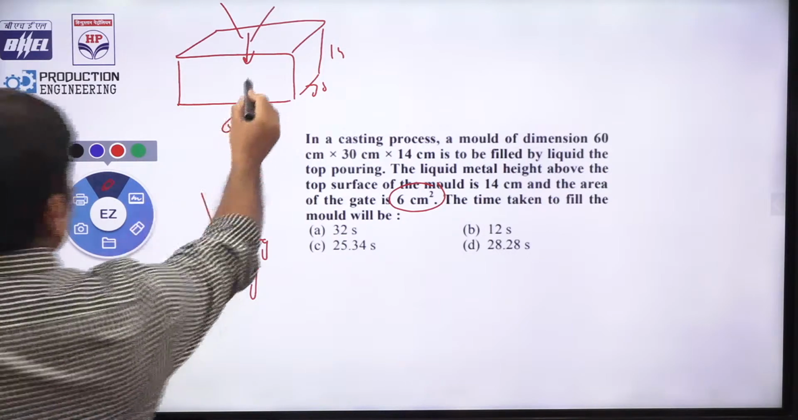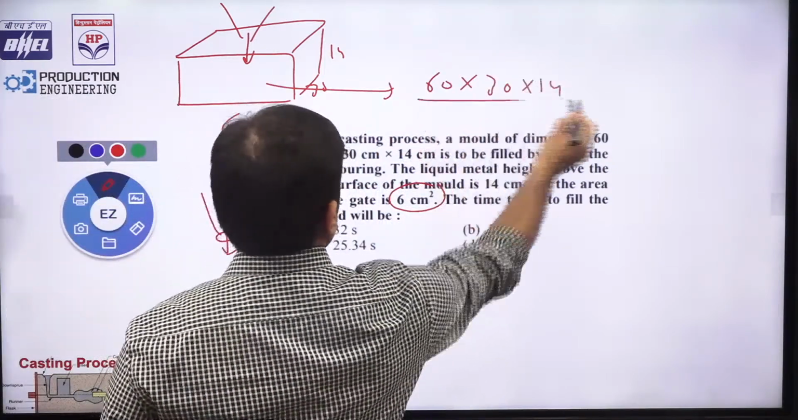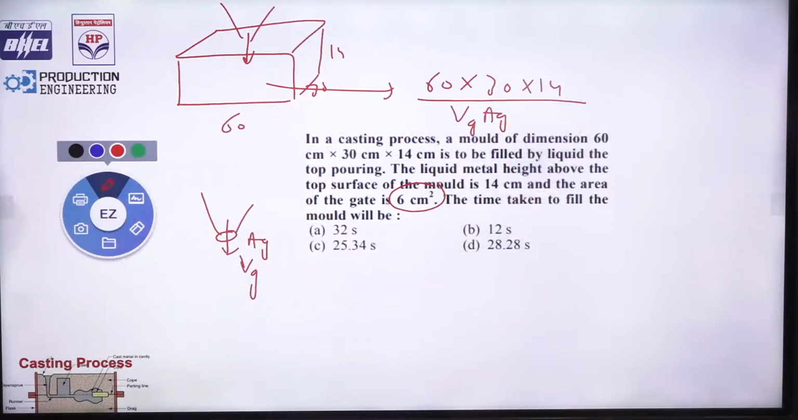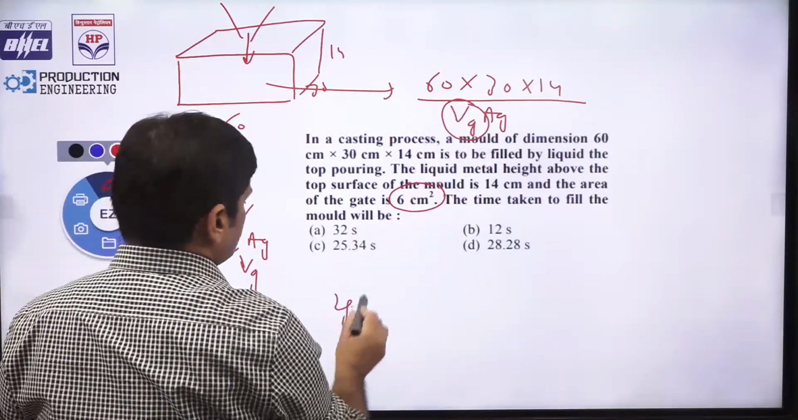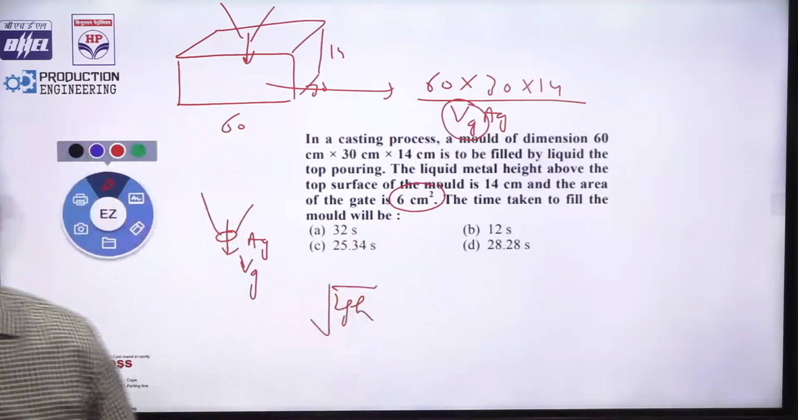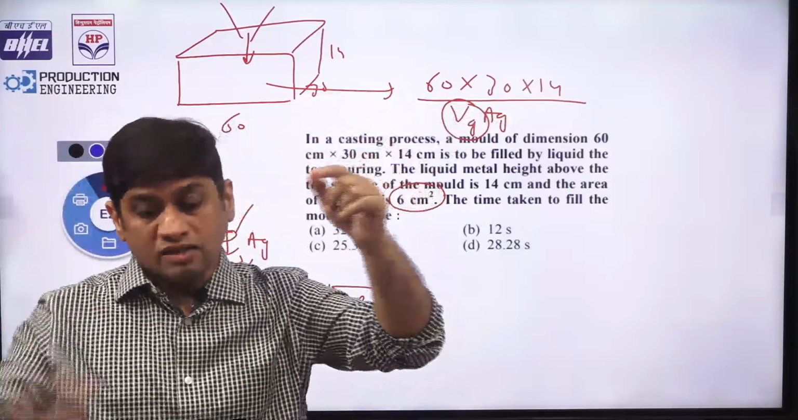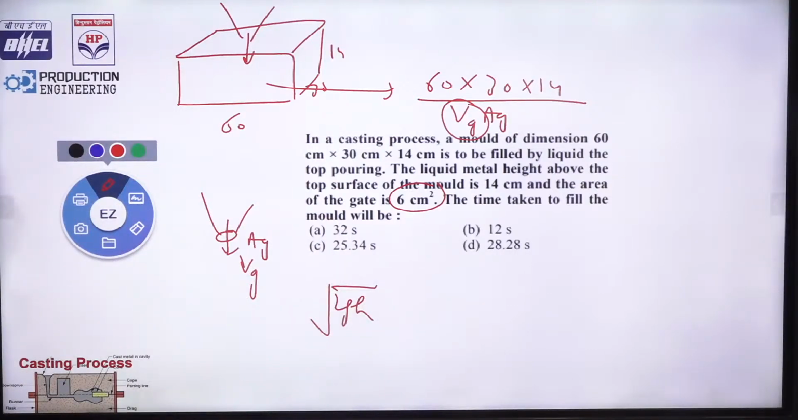So I know the total volume. Total volume is 60 into 30 into 40. If I divide that by VGAG, that is volume flow rate, in millimeter cube or meter cube, centimeter cube per second, I can calculate the time required for this. So what will be the velocity? You know, velocity is root of 2gh. If the head is maintained constant, then velocity is root of 2gh, Bernoulli equation. You people are already aware about it.